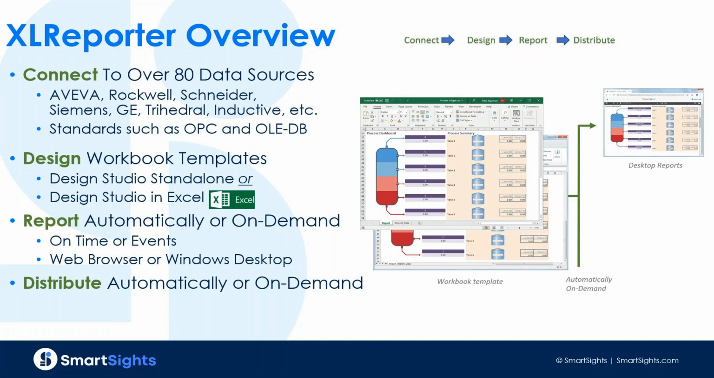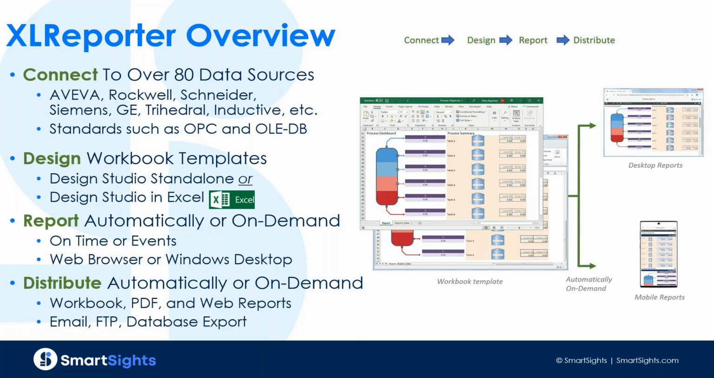And then finally, as I indicated before, we can distribute automatically or on demand. In these cases, for example, we can distribute the actual workbook. We can render it to a PDF that may or may not be encrypted, or we can generate web reports as well. In addition, we can distribute the files via email, FTP, or actually produce data for export into databases.